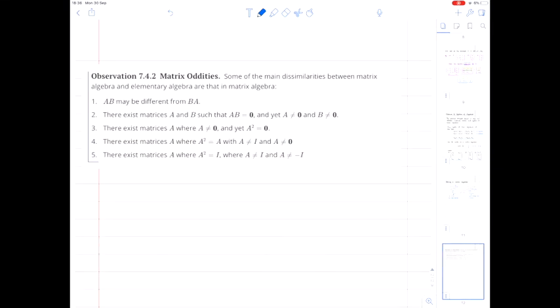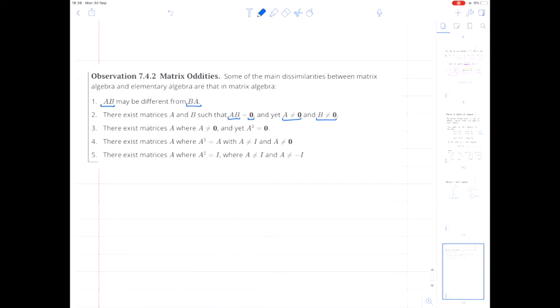So I just want to finish off by noting a couple of the little oddities about matrices. One of the things that we've already seen is that matrix multiplication is not commutative. So multiplying A times B might be different from B times A. Doesn't have to be, but it might well be. And here are some things for you to try and find examples of. There exist matrices A and B which, when you multiply them together, give you 0, but neither of them is the 0 matrix.